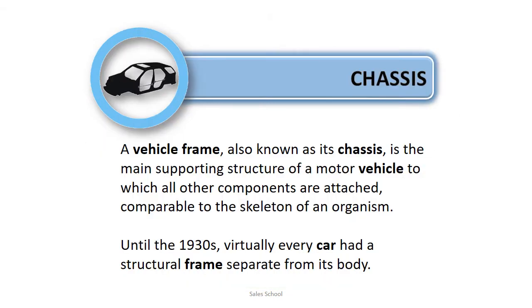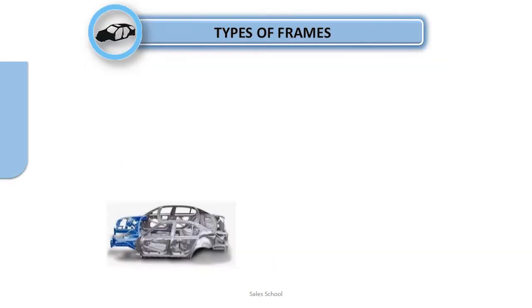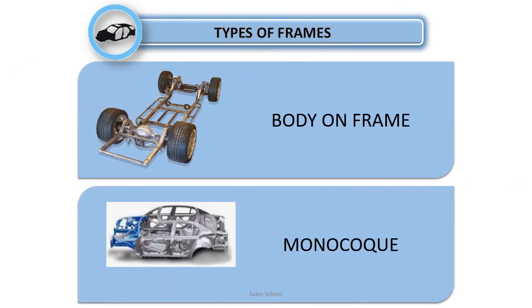A vehicle frame, also known as its chassis, is the main supporting structure of a motor vehicle to which all other components are attached, comparable to the skeleton of an organism. Until the 1930s, virtually every car had a structural frame separate from its body. We are now going to see the types of chassis frames: body-on-a-frame and a monocoque.